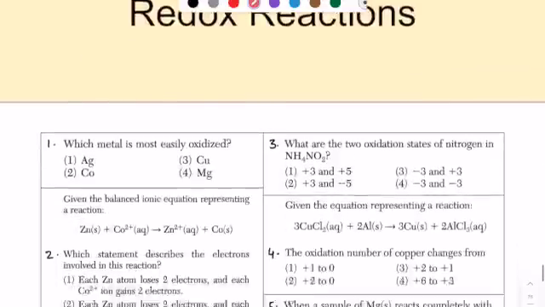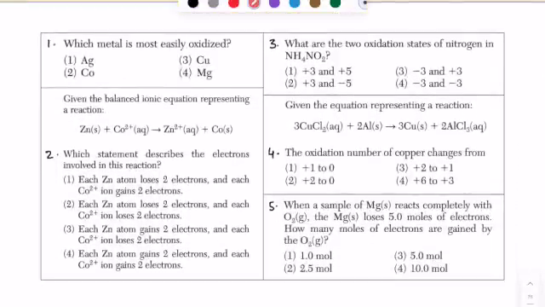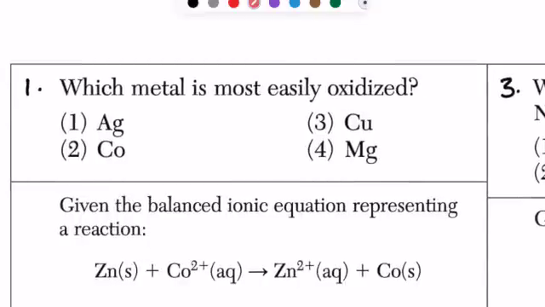Now let's talk about your redox reactions. So which metal is most easily oxidized? In this case, you can simply go ahead and use table J to compare their reactivities. The one that is most active is going to be most easily oxidized.